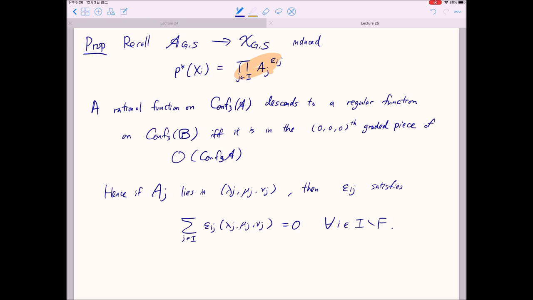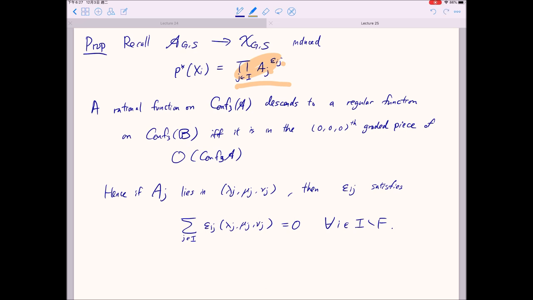Right, so if we want this to be a well-defined regular function on the X space, the configuration B space, then we need this to have grade 0, 0, 0. And this descends to this formula here for each i. And so this gives us a restriction on the choice of these arrows, or the Poisson structure, or the cluster variety structure, or whatever structure.